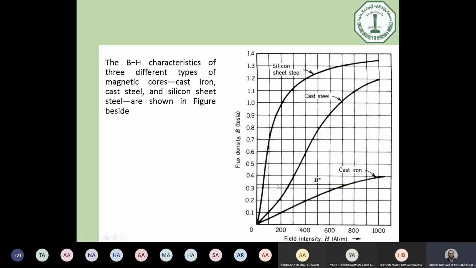For instance, these are some curves for some ferromagnetic materials. We have here cast iron, cast steel, and silicon steel. All of these are ferromagnetic materials.